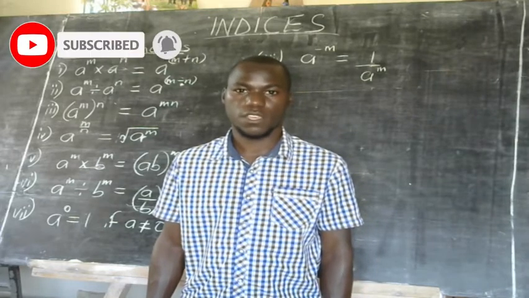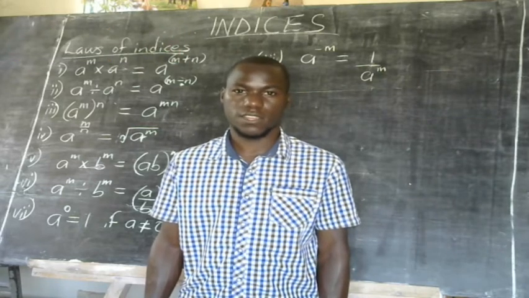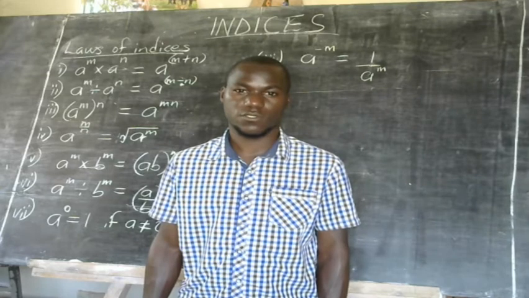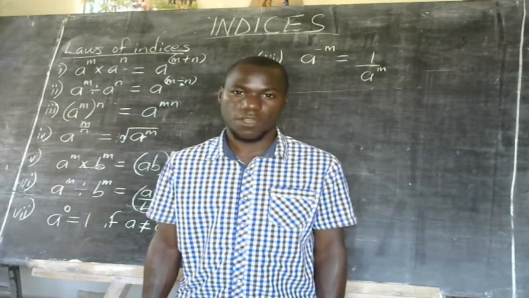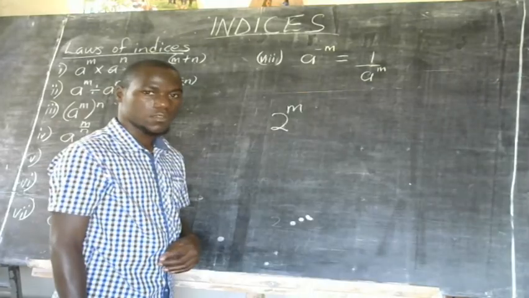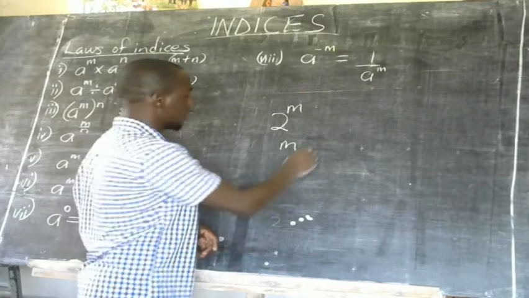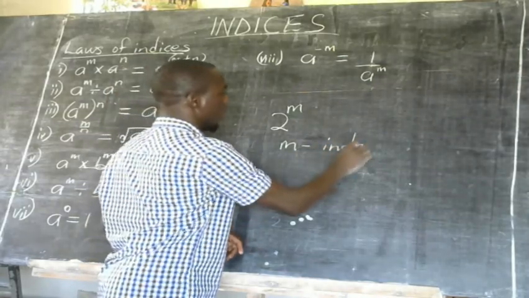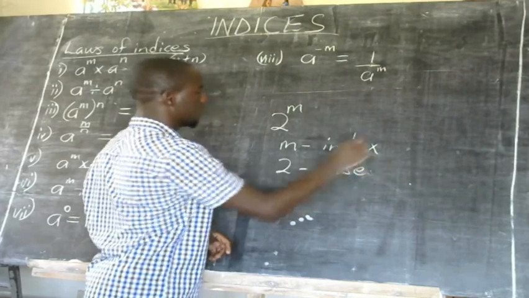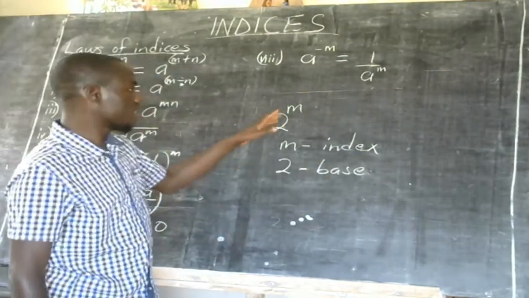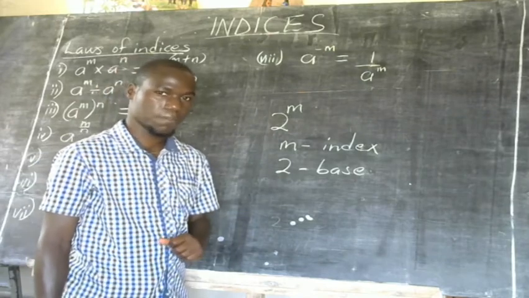In our lesson today, we're going to talk about indices. Indices is the word in plural, and in singular, it's called an index. An index is the power of the base. For example, 2 power m, the m here is the index, and the 2 is the base. Then also the size of the index is a bit smaller than the size of the base.